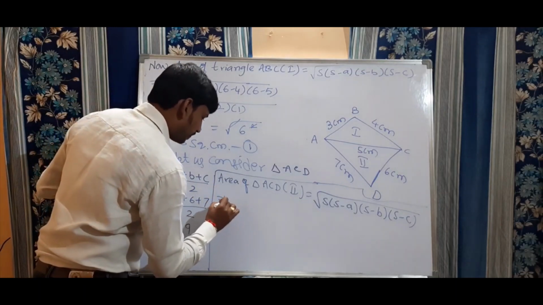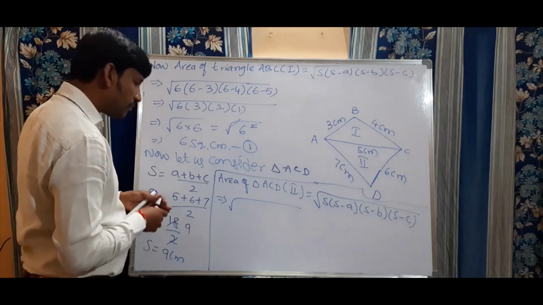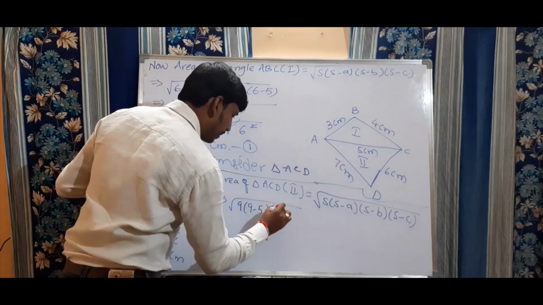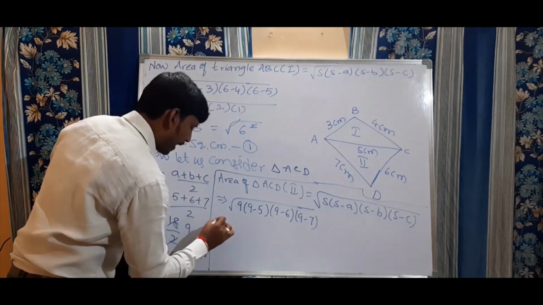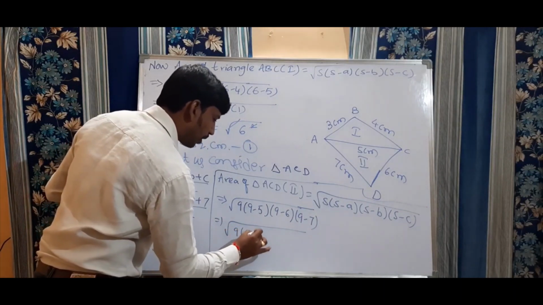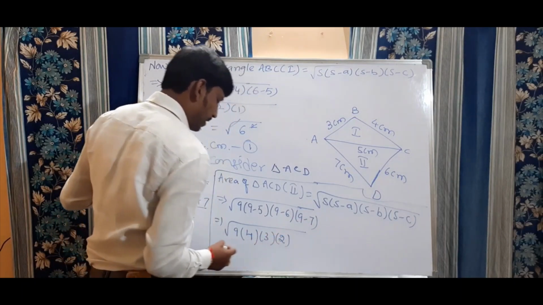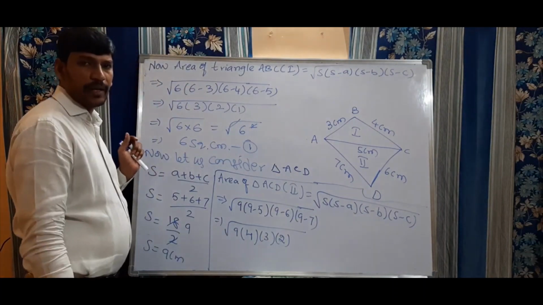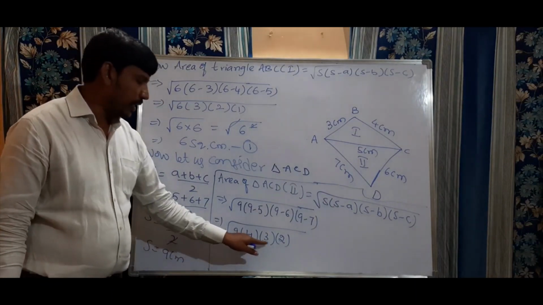Then substitute the S, A, B, C values in this formula, you will get the answer. Now this implies the square root of, what is the S value here? S is equal to 9 centimeters. 9 into (9 minus 5) into (9 minus 6) into (9 minus 7). Right? Which implies the square root of 9 into 4, 3, 2. Right, my dears? Now 9 and 4 are both perfect square numbers.